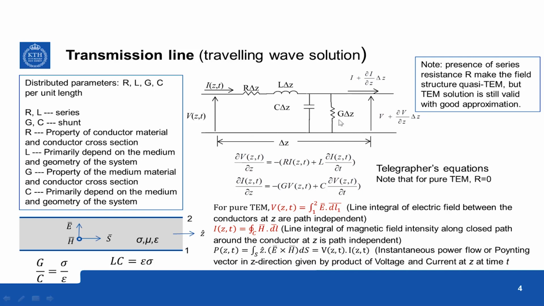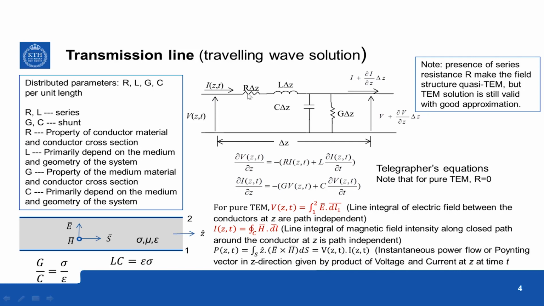G does not cause any problem for TEM structure. So the resistance times delta z, that is the series resistance component. Now we can derive Telegrapher's equation for the transmission line, which are nothing but, first we equate the voltage drop across a closed loop like this.